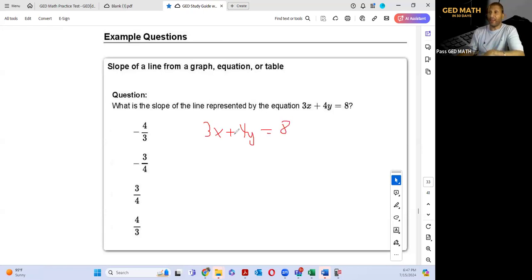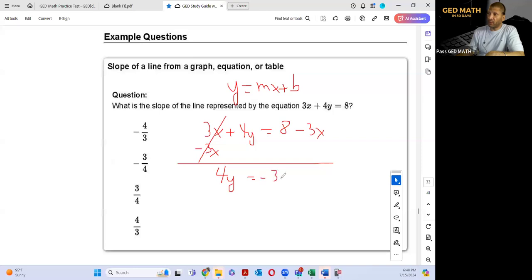Okay, in order to get y by itself, I need to get rid of the 3x first. Subtract 3x from both sides. 3x is canceled. I'm going to bring down my 4y equals. I'm going to reorder this because I know y equals mx plus b. That's how I want it to look. So I need to bring my term with the variable first. Plus 8.